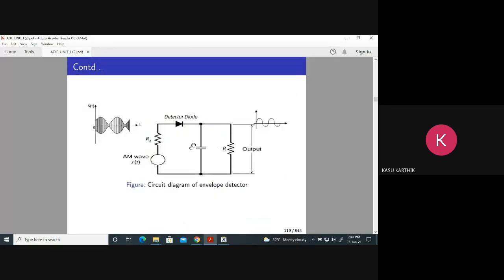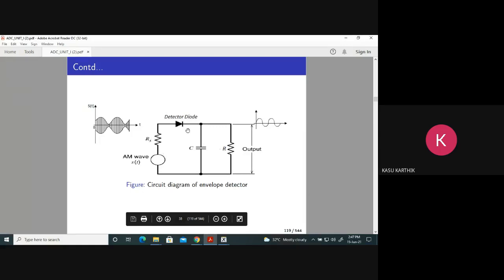Now this is the circuit diagram of the envelope detector. It is very, very simple. It contains very basic elements like a resistor, capacitor, and a diode. In the shortest form, it is also called ED. ED means envelope detector. The input is a modulated AM signal. The output should be our message signal. That is nothing but demodulation. So this is the simplest circuit of ED.